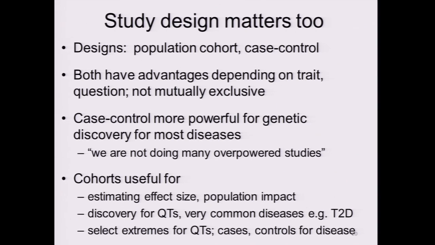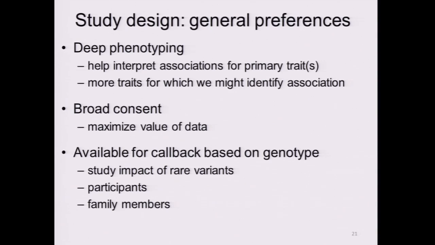At the same time, cohorts can be useful for estimating effect size, population impact. They can be particularly useful for discovery genomics for quantitative traits, and also for very common diseases like type 2 diabetes, where you can have a substantial fraction of individuals who might be affected with a particular disease, for obesity as well. Cohorts are also useful for selecting extremes for quantitative traits, and you can think of extremes as being cases and controls when you're dealing with a dichotomous trait like disease.